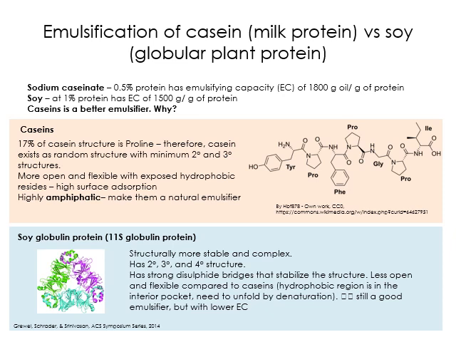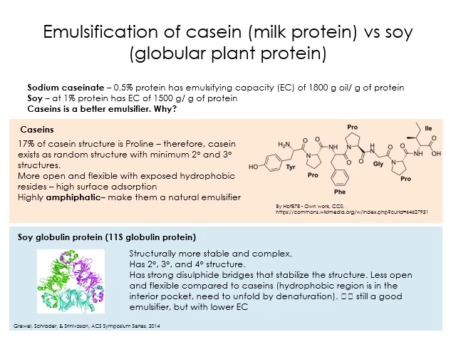So just to show you here an example of two proteins, one is casein from milk and another one is soy, a globular plant protein. If you look here, it tells us that 0.5% casein has an emulsifying capacity of 1800 grams of oil per gram of protein, whereas soy protein at 1% has an EC of 1500 grams of oil per gram of protein. So in this case, although both of them can be good emulsifiers, casein seems to be a better emulsifier.